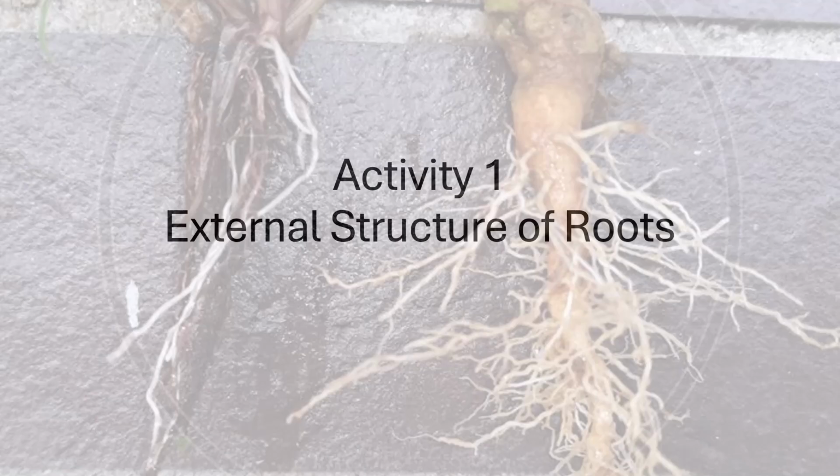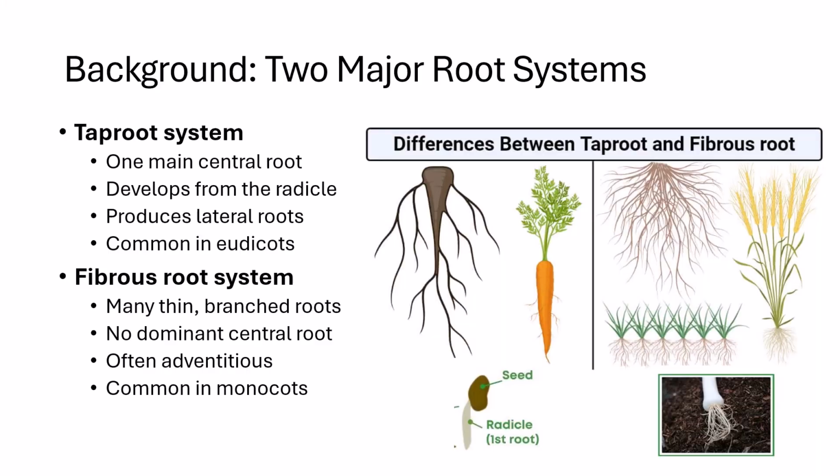Just like with leaves, we're starting with what you can see with your eyes before we move into the microscope later in the lab. Plants typically have one of two main types of root systems, a taproot system or a fibrous root system. A taproot system has one large dominant central root called the taproot. This root develops from the seed's embryonic radicle and grows deep into the soil. Smaller lateral roots branch off from this main root.